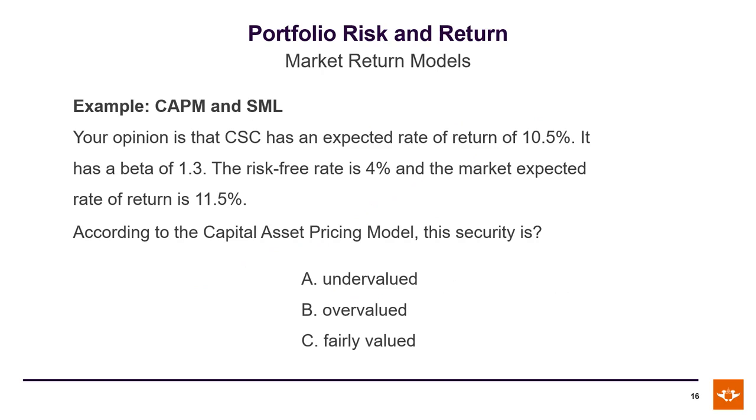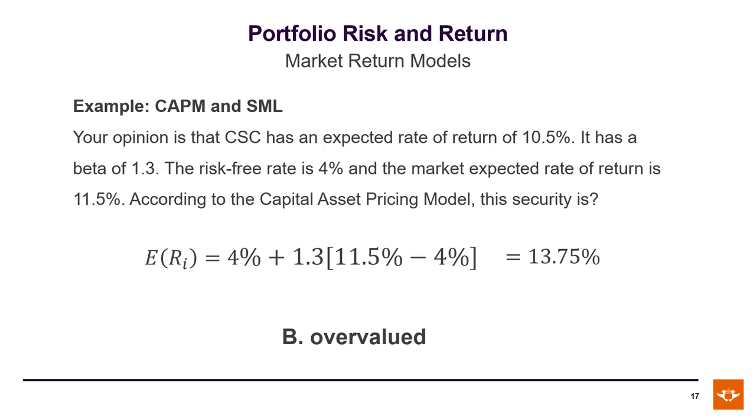So again, to demonstrate this concept with an example, your opinion is that CSC has an expected return of 10.5%. It has a beta of 1.3. The risk-free rate is 4%, and the market's expected rate of return is 11.5%. Is this security, according to the CAPM model, undervalued, overvalued, or fairly priced? Since the return generated by the CAPM model of 13.75% is higher than the expected return of 10.5%, this security is currently overvalued.